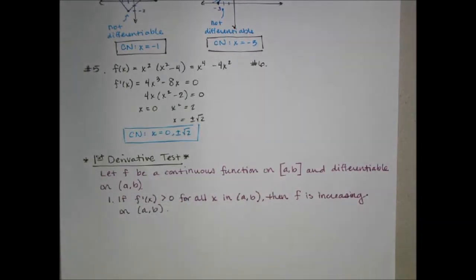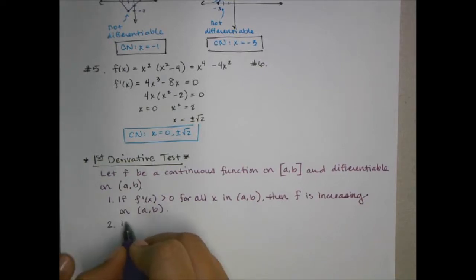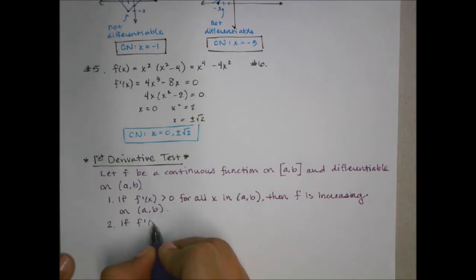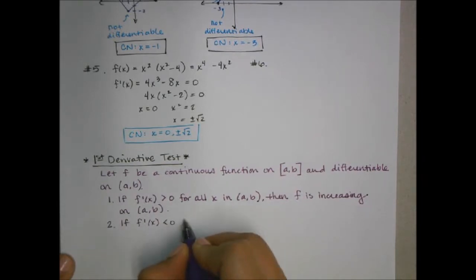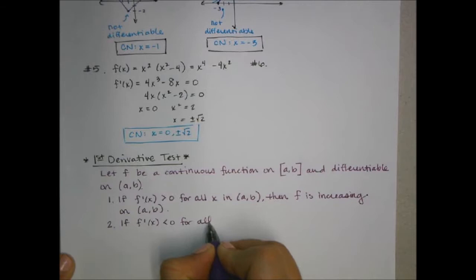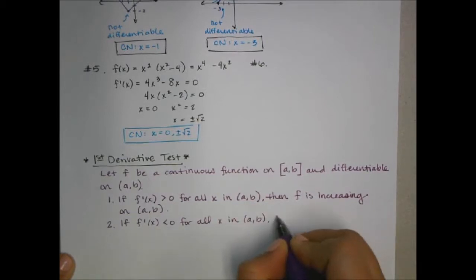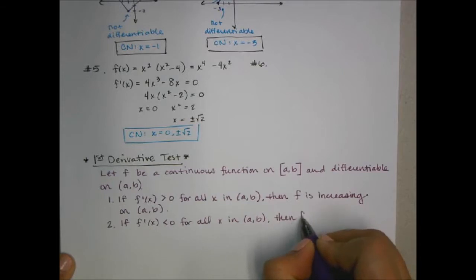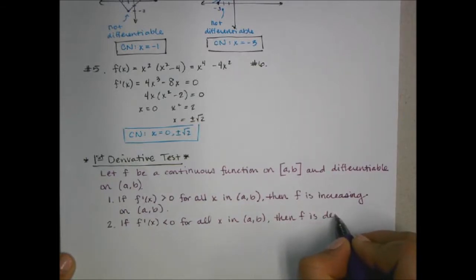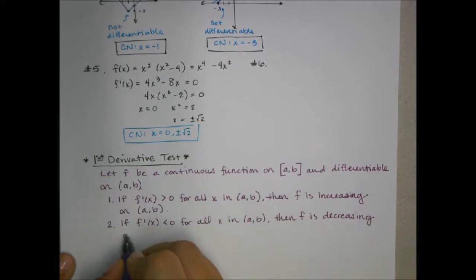So if our derivative is positive for all values in an interval, then our function is increasing on the interval. Similar to that, if our derivative is negative for all values of x on an interval, then the function is decreasing on that interval.